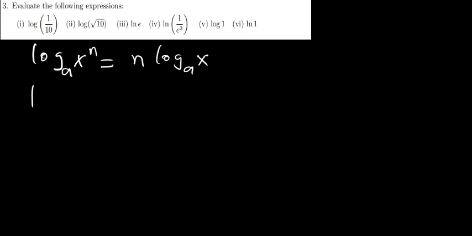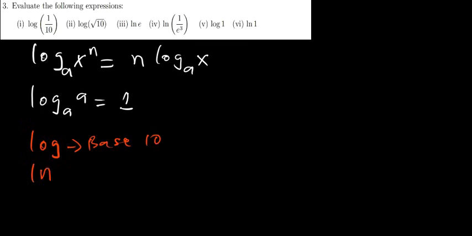Another property is log base a of a is 1. So log of the base itself is basically 1. Then another property that I want you to understand is that if there is no base, log is in base 10. Same applies to ln: natural log is always in base e. So ln e, where the base is e, follows the same principle, so the answer for this is just basically 1.